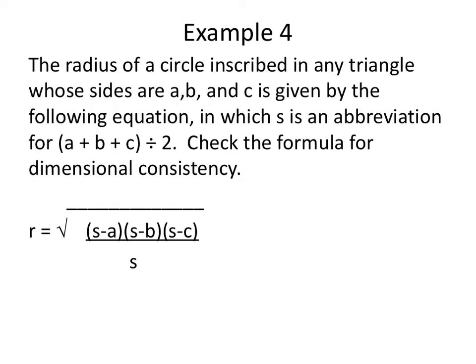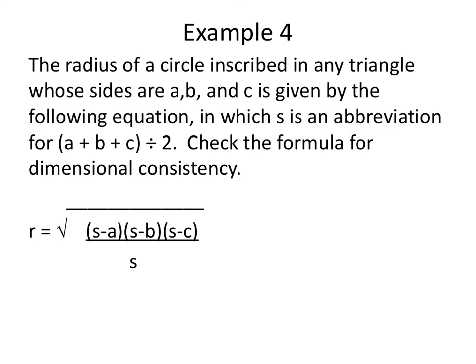Okay, this is a brand new way of thinking, and we are going to focus on units. And if this is giving you a little bit of grief, take heart. This is kind of a different way of looking at things, and it's really only focused on the units. So let me kind of take you through it. We've got the radius of a circle inscribed in any triangle whose sides are A, B, and C, and it's given by the following equation, in which S is an abbreviation for A plus B plus C divided by 2. And we want to check the formula for dimensional consistency.